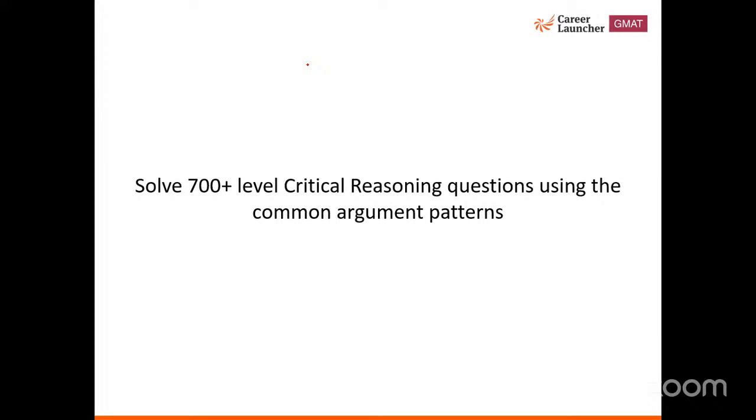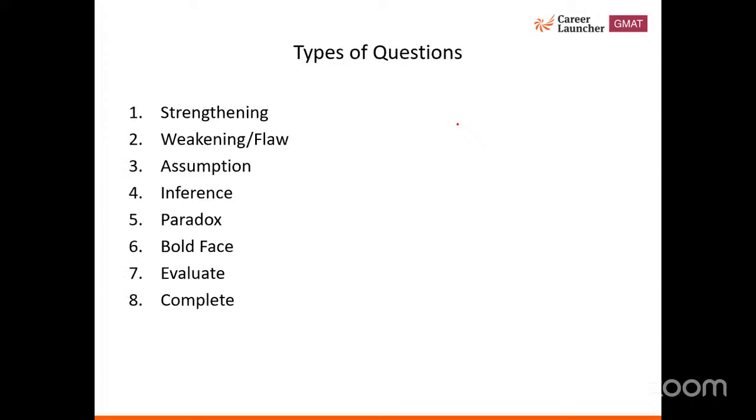So first thing we need to understand is what a typical critical reasoning question is all about, and there are 8 different types of questions that you will get on the test. These are all the different question types. You will have strengthening, weakening, assumption, inference, paradox. So these are 8 key question types that we see on the test.